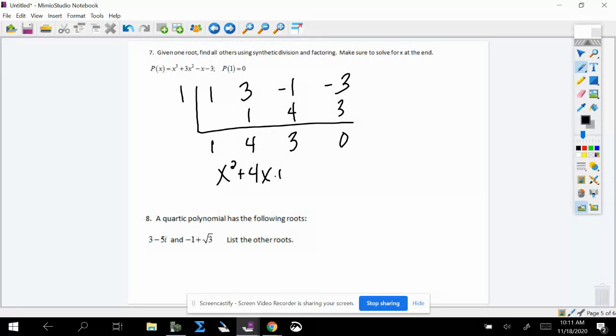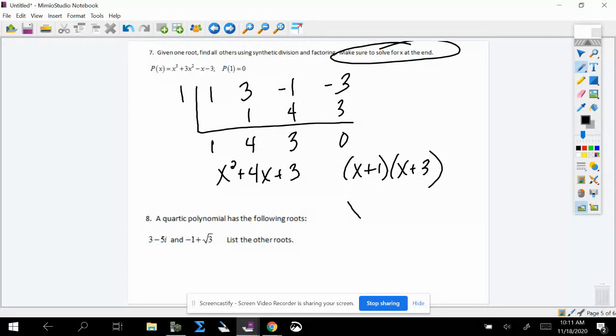That actually happens with this one, so I'm going to go that route, just so you can see it. This factors really nicely. I need numbers that multiply to get 3 and add to get 4. That's going to be 1 and 3, so x plus 1, x plus 3. This is asking you to solve, so it's not wanting you to write the factors. It wants you to write the other solutions. So -1 and -3 are the other two solutions.